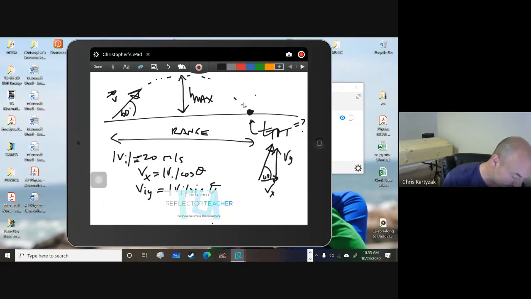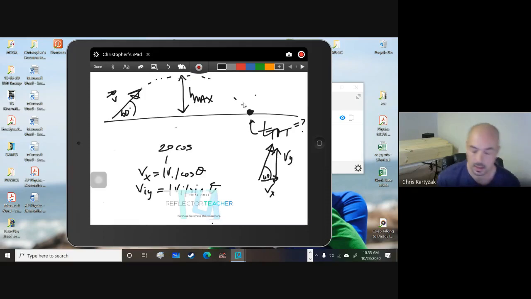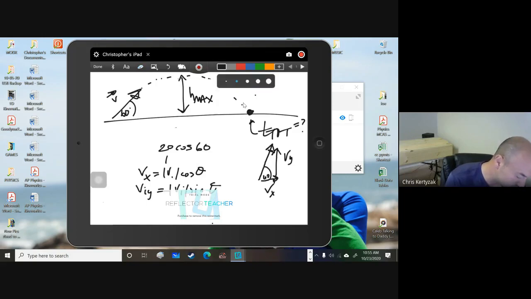And so let's do that. The launch speed was 20 meters per second. To calculate the x component velocity is 20 cos 60. Just remember that you have your special triangle now. It's really just a geometry thing of a triangle.